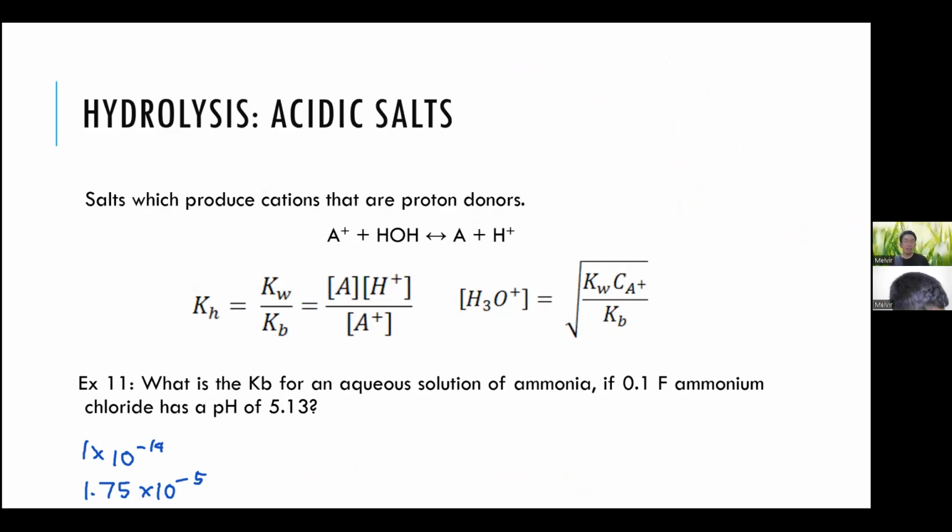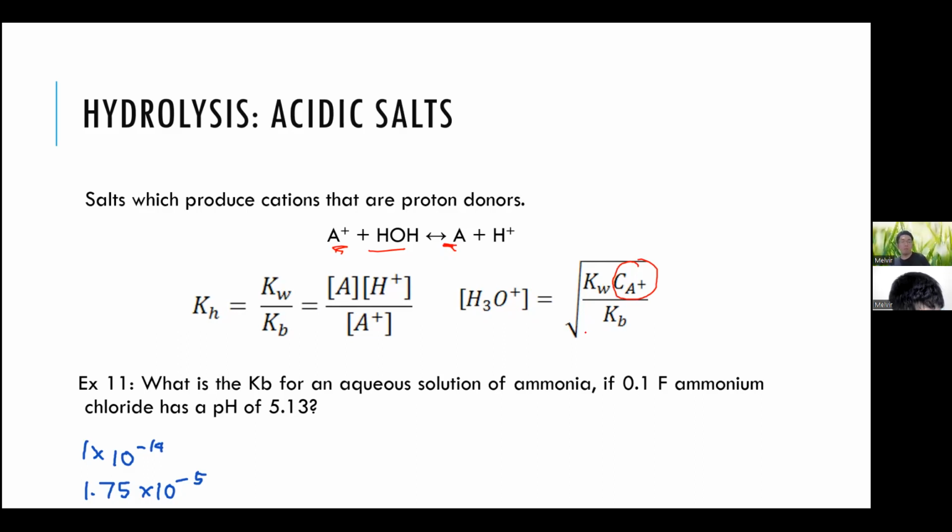Okay, because of that, this one is for you. Salts which produce cations that are proton donors. Even without the Jamboard, you can solve it there. So, same here. This time, your cation will react with water, forming your base and then hydronium ion. So, the formula this time is H3O plus equals the square root of Kw times the concentration of your conjugate acid, the salt, once it dissolves, all over Kb.